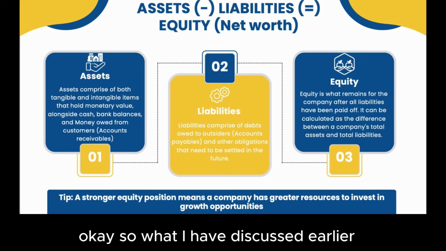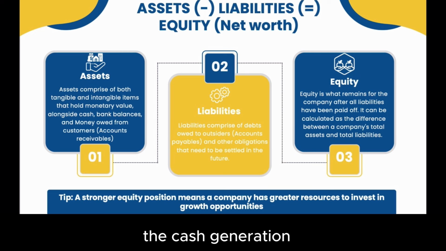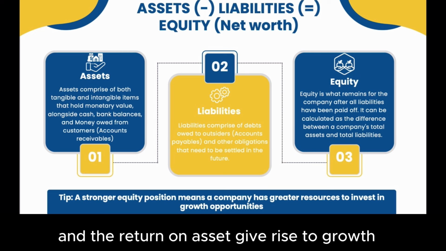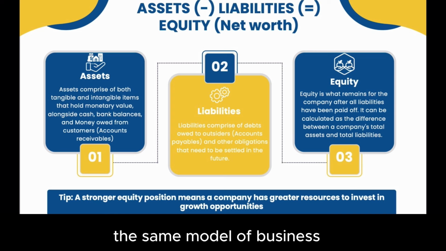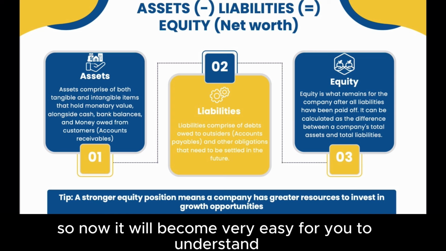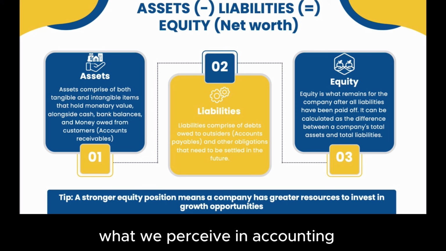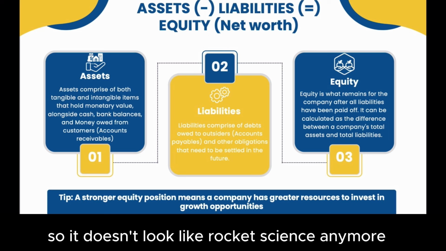Okay, so what we have discussed earlier, the cash generation and the return on asset give rise to growth. This is how we perceive, as financial people, the same model of business translated into financial language. So now it will become very easy for you to understand what we perceive in accounting. So it doesn't look like rocket science anymore.